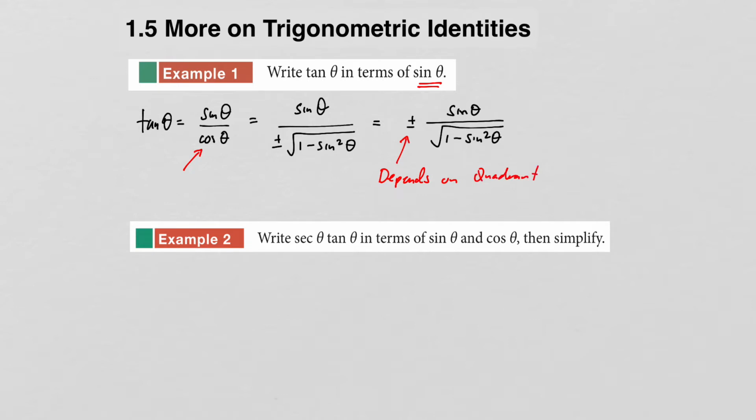So for example, if we know that we are in quadrant 3, we know that tangent is positive in quadrant 3, therefore we would pick the positive sign. However, if we knew that theta was in quadrant 2, then in quadrant 2, tangent is negative, and we would pick the negative sign, right? So we would need more information to evaluate this. If we were actually trying to plug in values, we would have to know some information about the quadrant in order to know whether to pick positive or negative.